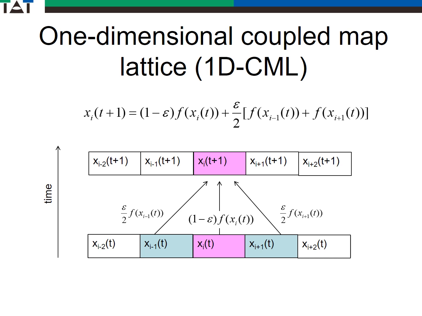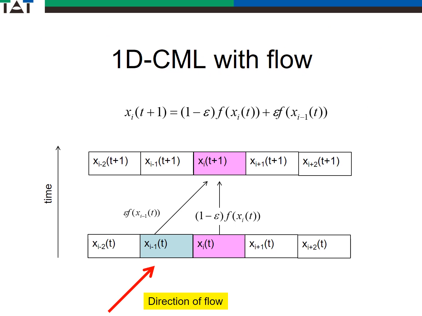One-dimensional coupled map lattice is here, and t is time, x_i is individuals number of the tree, and let's look at the x_i(t), and the epsilon is diffusion coefficient. Then with this equation, time evolution would be affected by neighbors. This is flow. This is not symmetrical, unsymmetrical. Only left-hand side tree affect on the right-hand side tree.